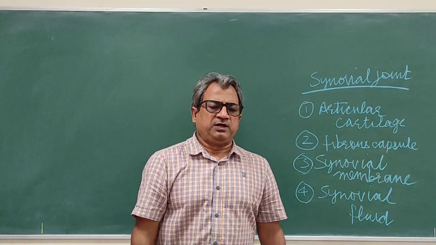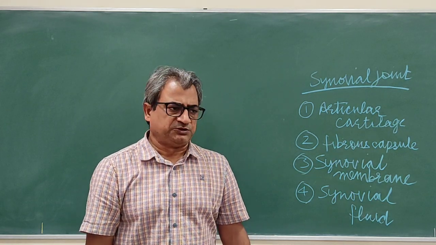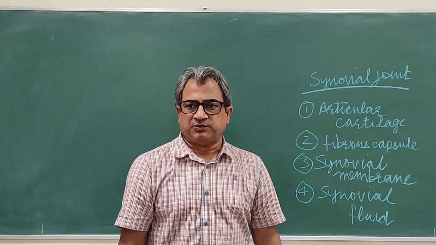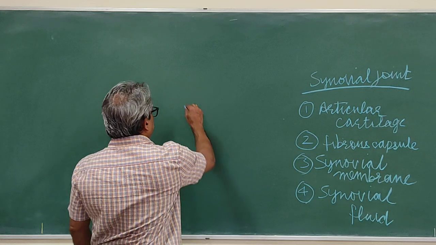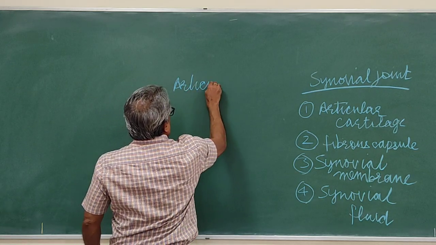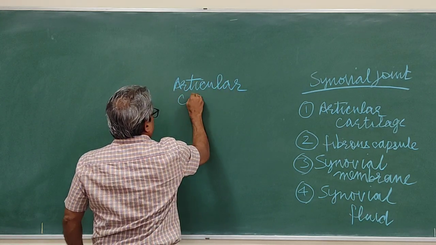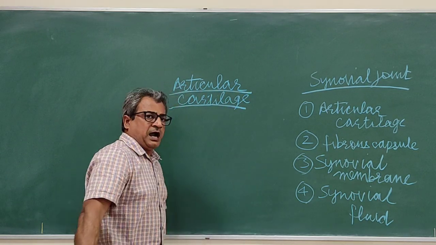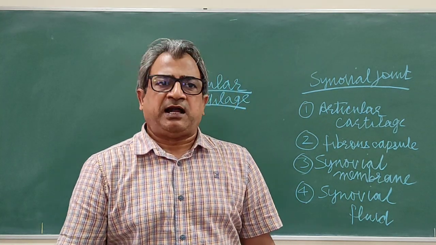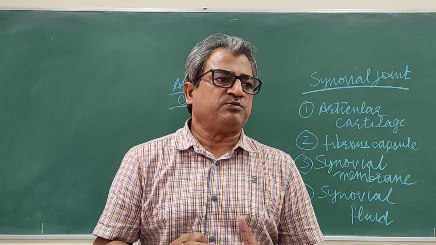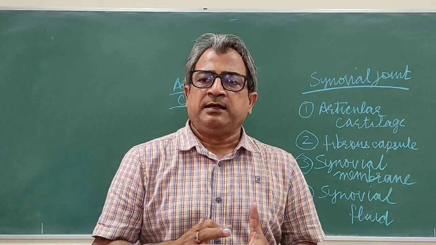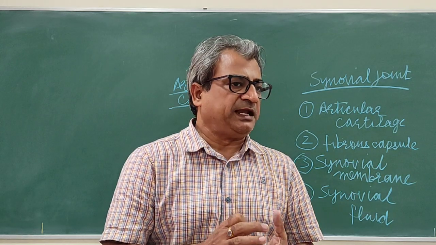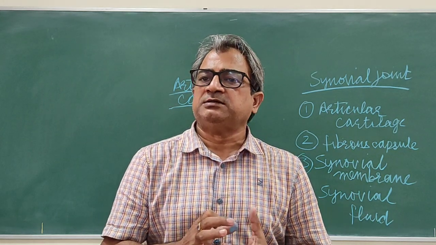So when we take up a specific study of a synovial joint, all of these special structures we'll have to mention over there. Now let's take them one by one. Articular cartilage. This articular cartilage is made up of hyaline cartilage, and it is present over the part of the bones which are intracapsular within a synovial joint.